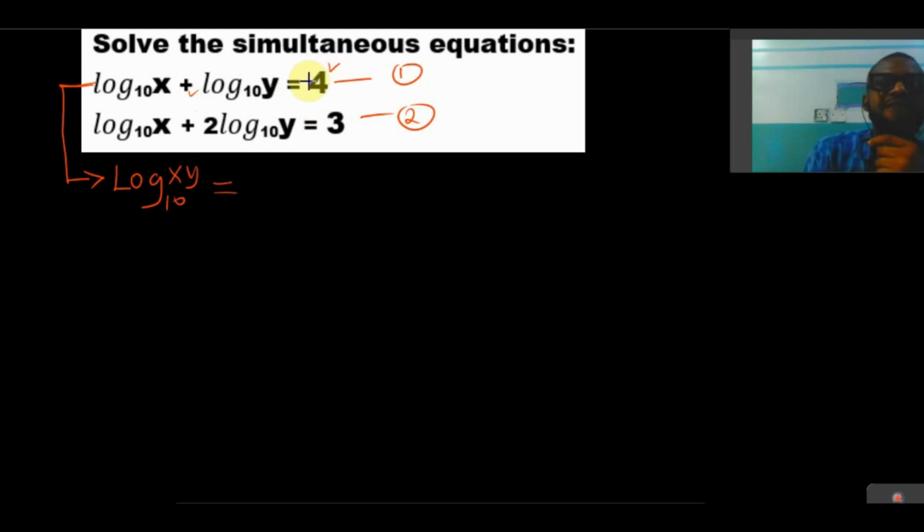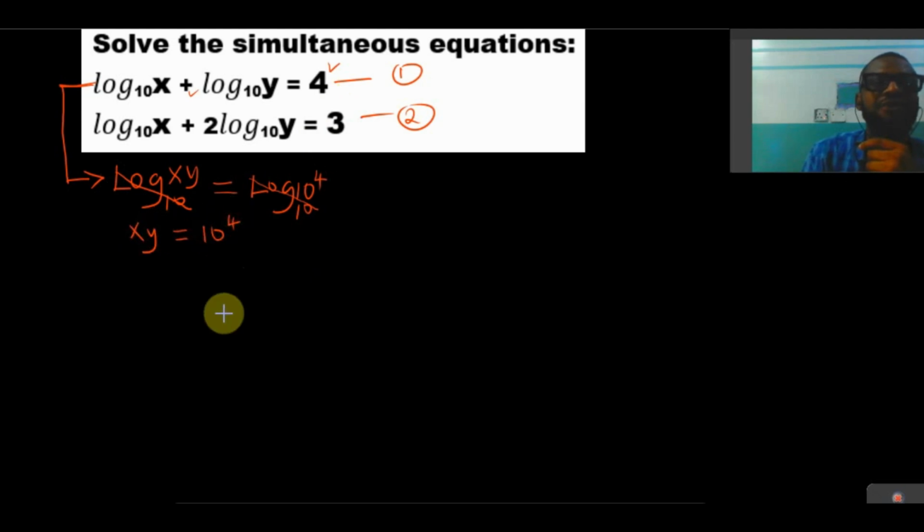We need to invite log to base 10 here so that we can easily eliminate it. So for us to do that, we must invite log 10 base 10. Now this 10 must be raised to the power of 4. Okay? So now we have log to base 10 on the left hand side and log to base 10 on the right hand side. We can easily eliminate them. So we will now have xy equals 10 to the power of 4. So this is our new equation 3.